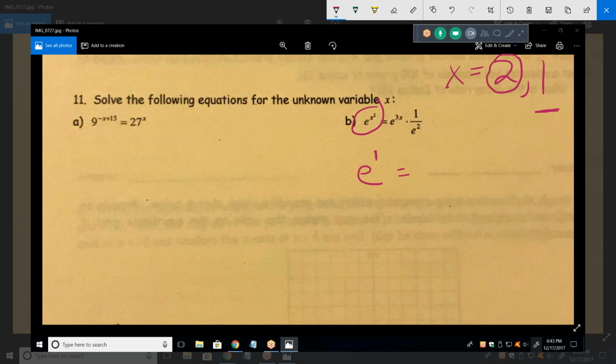So it'd be e to the first is equal to e to the third times 1 over e to the second. Again, what is e to the third over e to the second? E to the first. Okay. So that works too. E equals e. So both solutions work.